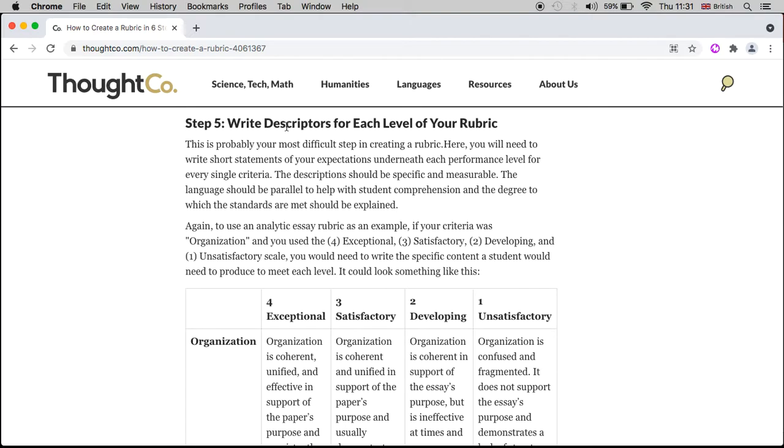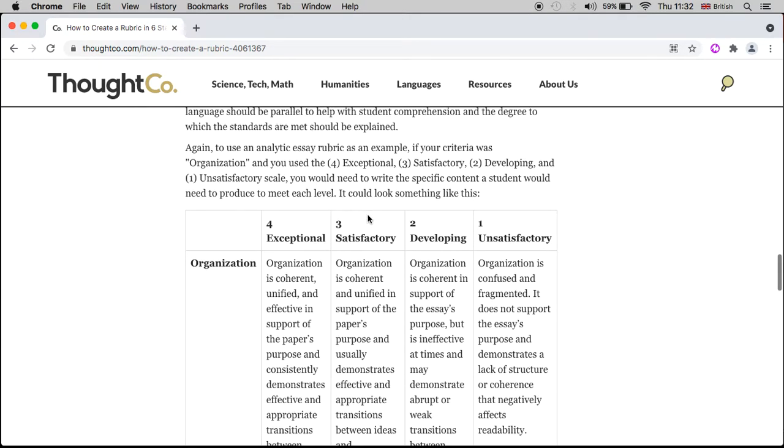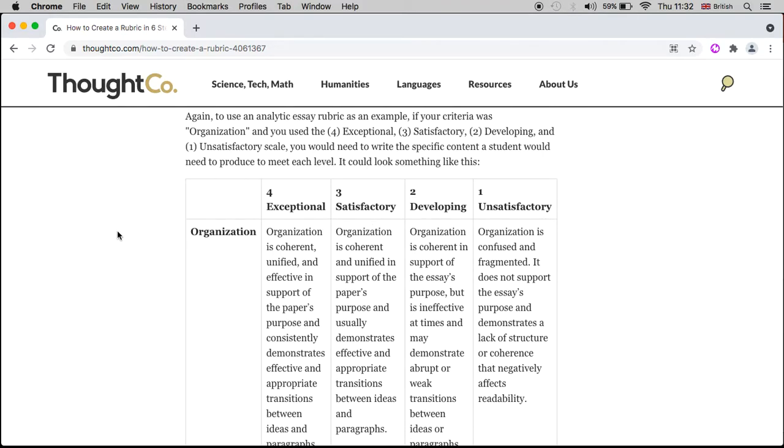Now, write descriptors for each level of your rubric. This is probably your most difficult step. Here you will need to write short statements of your expectations underneath each performance level for every single criteria. The descriptions should be specific and measurable. The language should be parallel to help with student comprehension, and the degree to which the standards are met should be explained.